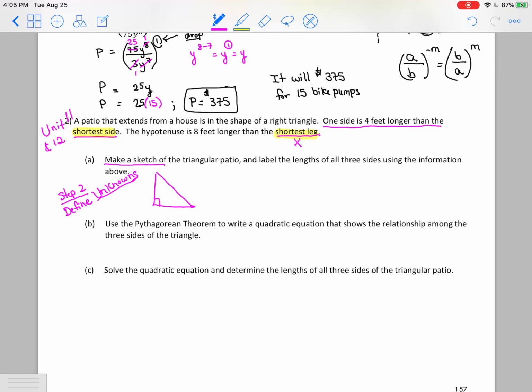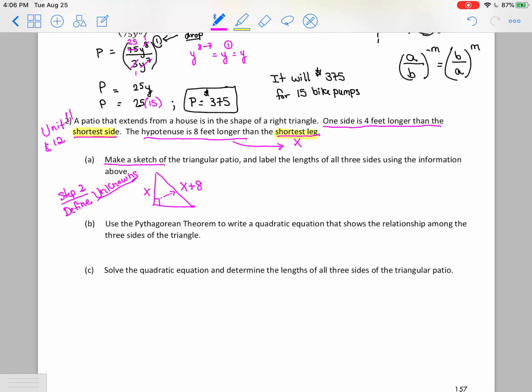So my shortest side, we know that in a right triangle, both of the shorter legs are A and B, right? It doesn't matter where we label those. We definitely need to be careful and label the longest leg as the hypotenuse. That's the only side that we need to be super careful about. All right, so now we know that the hypotenuse, I'll jump down here, the hypotenuse is 8 feet longer than X. Okay, so here's my short side and the hypotenuse is 8 feet longer than that.